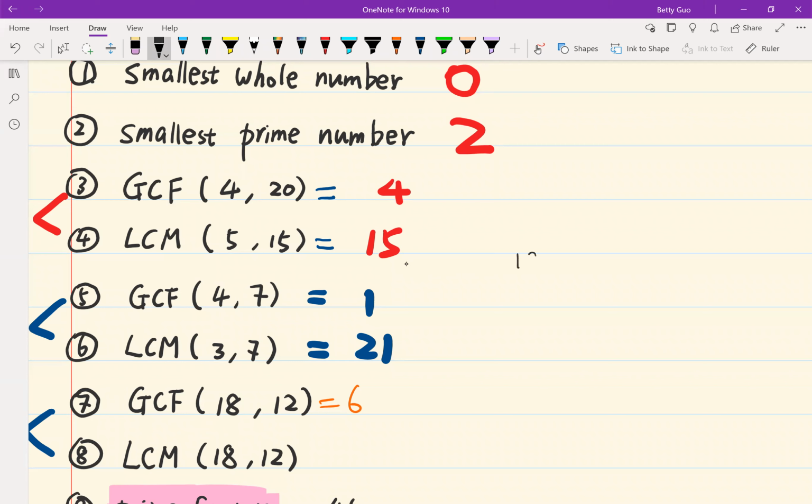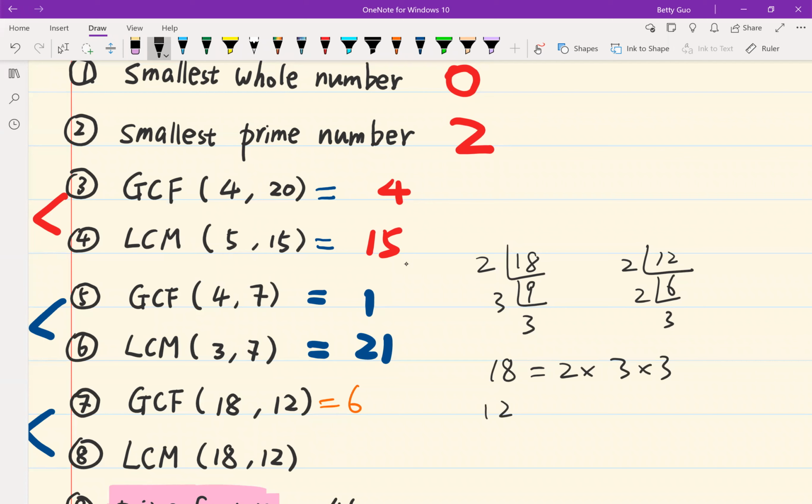Step 1, prime factor both numbers. Same as earlier, right? 18 is 2 times 3 times 3, 12 is 2 times 2 times 3. So we have 18 equals 2 times 3 times 3. 12 equals 2 times 2 times 3. Step 2, I use two different colors. Do you remember that? I use red to bubble common prime factors. I use green to bubble the leftover factors. Does that ring a bell? Leftover factors, right?